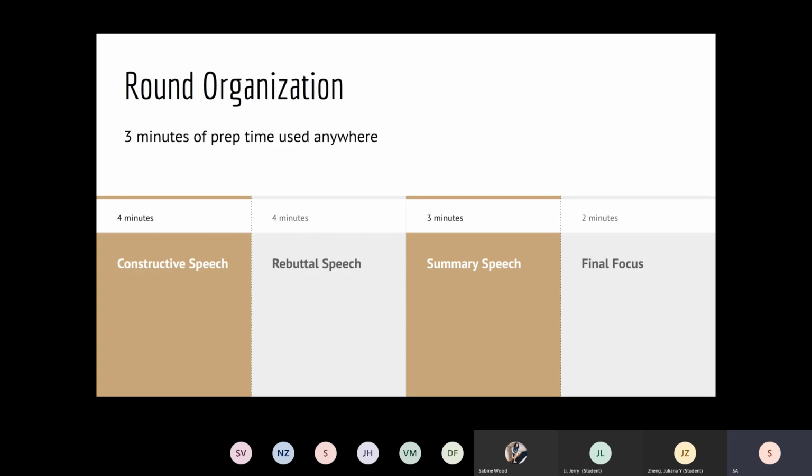So just a quick review of round organization: there's 3 minutes of prep time, a 4-minute constructive speech, a 4-minute rebuttal speech, a 3-minute summary speech, and a 2-minute final focus. There's crossfire between constructive and rebuttal. There's crossfire between rebuttal and summary, and there's grand crossfire between summary and final focus. Crossfire will always be 3 minutes long.